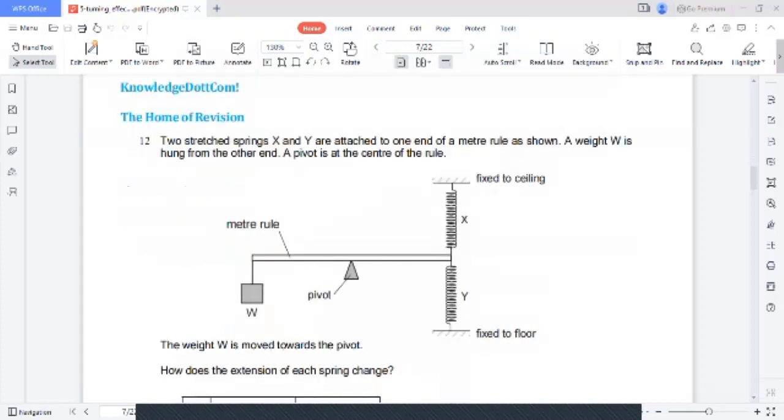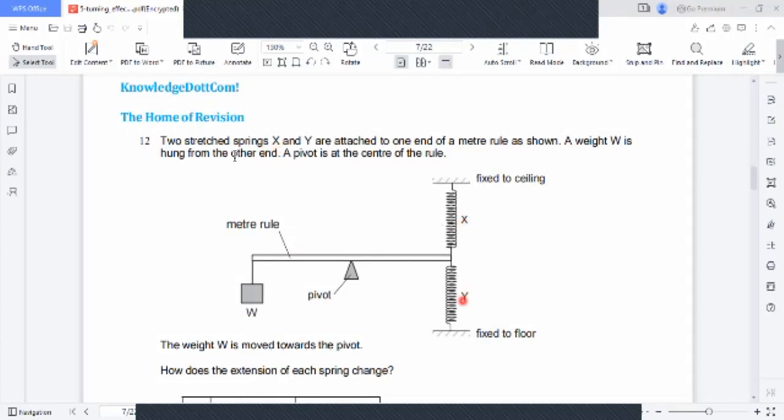Now let's move to number 12. In 12, two stretched springs X and Y are attached to the ends of the meter rule. Like here is a meter rule and we have two stretched springs like this, as shown in the figure. A weight W is hung from one end. Here is a pivot point. The pivot is the center of the rule.